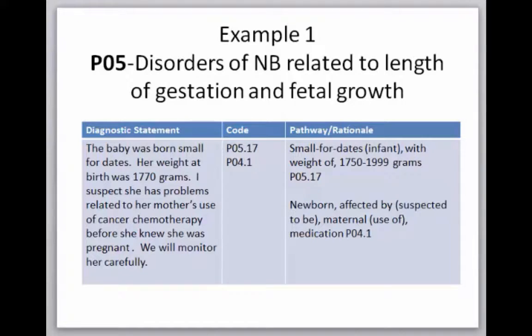In this example, the baby was born small for dates. What that means is it was full term, but it weighed less than the doctor thought it would weigh, given that it was full term. The doctor tells us that her weight at birth was 1,770 grams, and the doctor suspects the baby has problems because of her mother's use of chemo before the mother knew she was pregnant. So I have the rationale and the pathway here on the right.